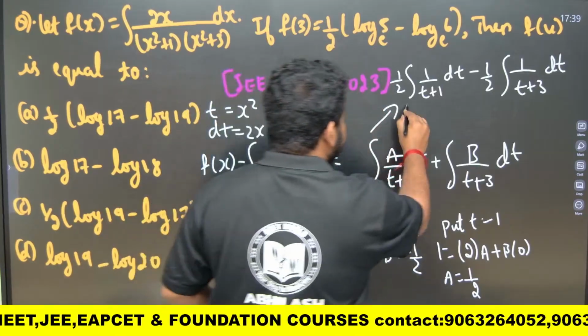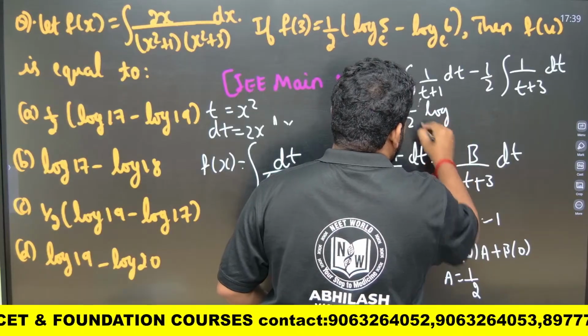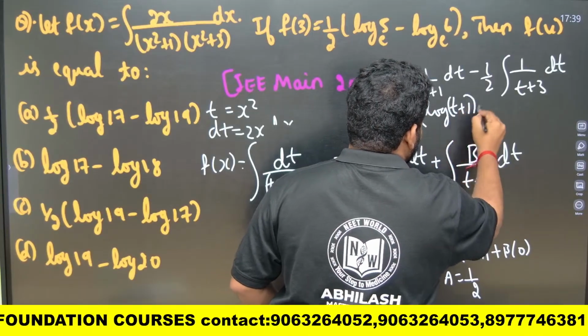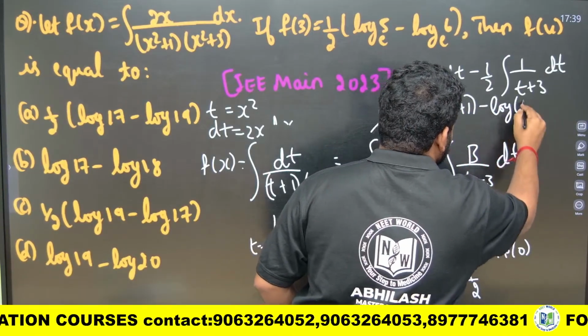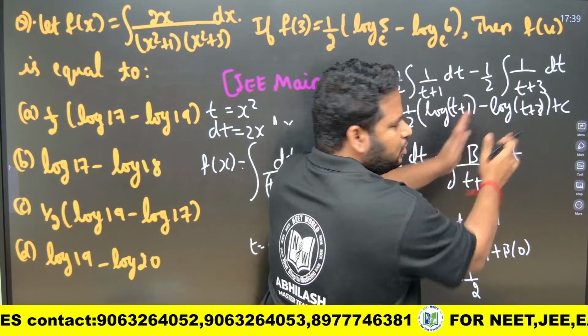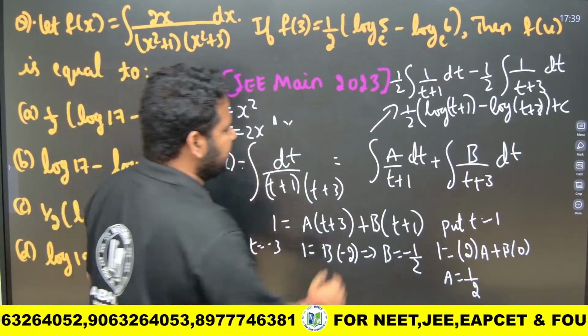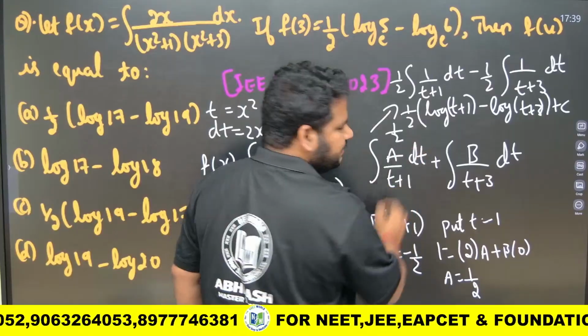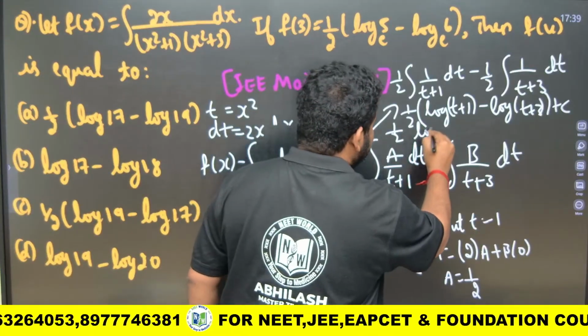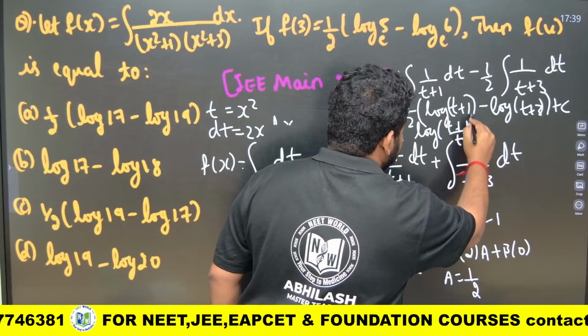I will get 1 by 2, which is common, times log of t plus 1 minus log of t plus 3, plus c. So log a minus log b is nothing but equal to what? Log a minus log b is nothing but log of a by b. This will be log of t plus 1 by t plus 3, plus c.